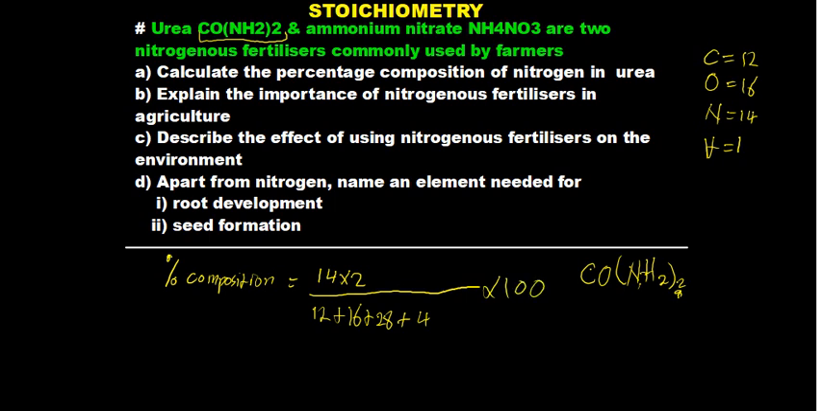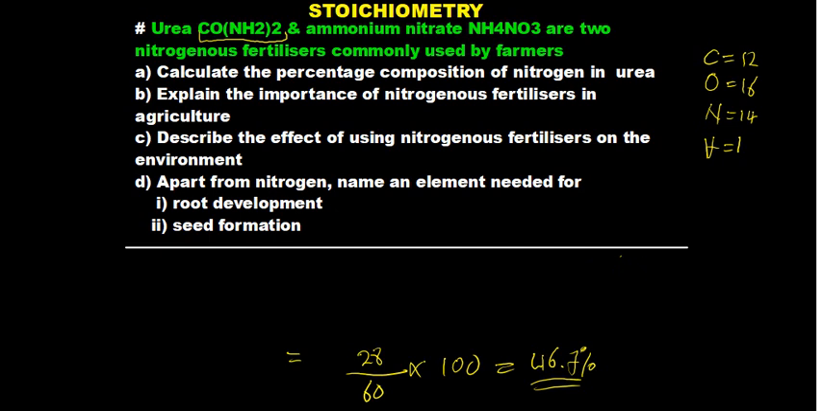Multiplied by 100. So what you're going to have is 28 divided by 12 plus 16 plus 28 plus 4, giving us 60, multiplied by 100%. So we are saying 28 divided by 60 multiplied by 100, giving us 46.7%. Of course this value was something like 46.66666 and then 7 at last, but we just round off to one decimal place, which is 46.7%. So that's the percentage composition of nitrogen in urea. It's very important that we make use of the periodic table that we are given.